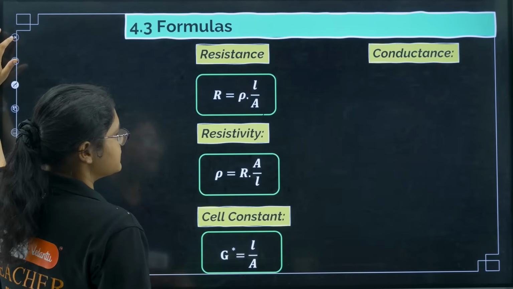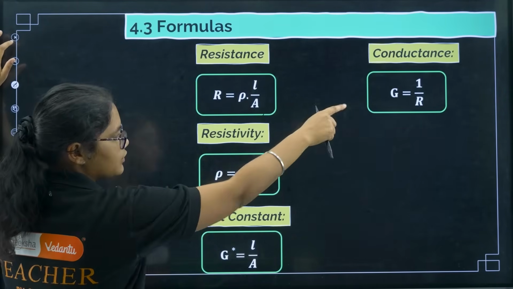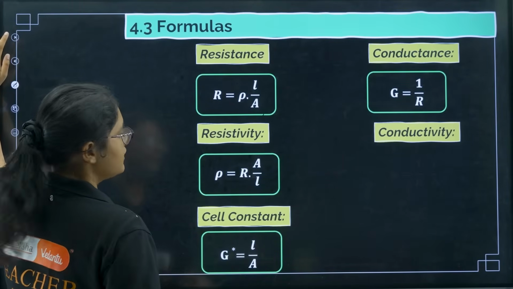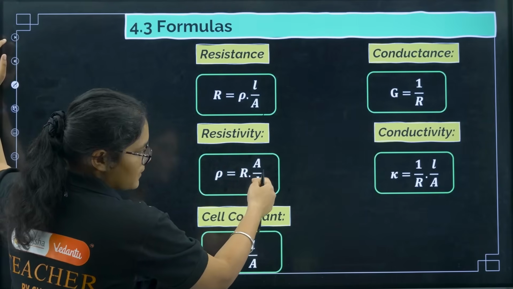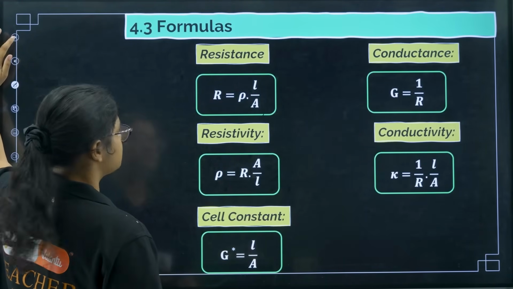Next, you have conductance. Conductance is the inverse of resistance, so I can write G is equal to 1 by R. Then you have conductivity, the opposite of resistivity, so you can write it like this. I will just reverse it, so it becomes 1 by R into L by A. Just the opposite of this one.